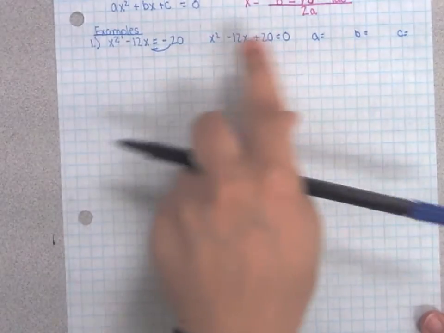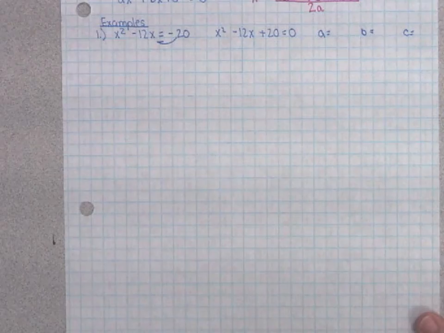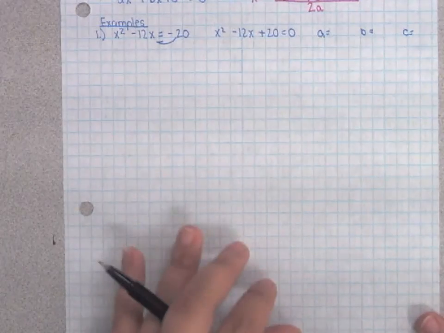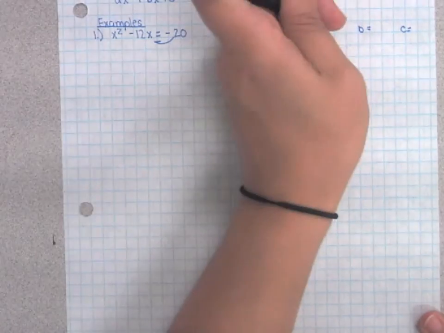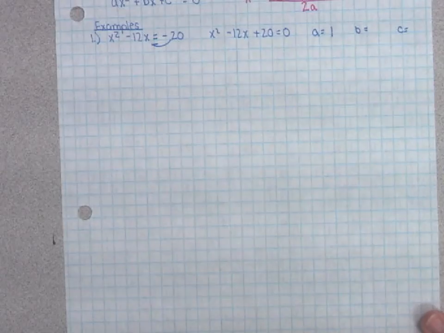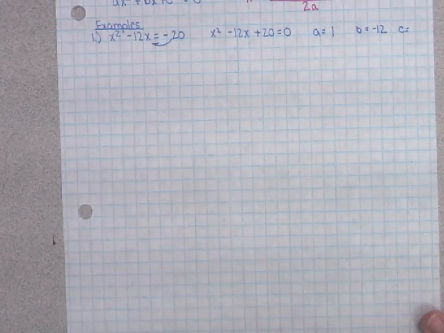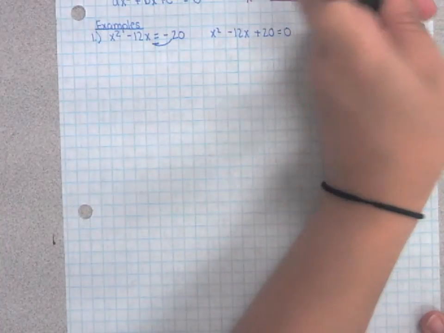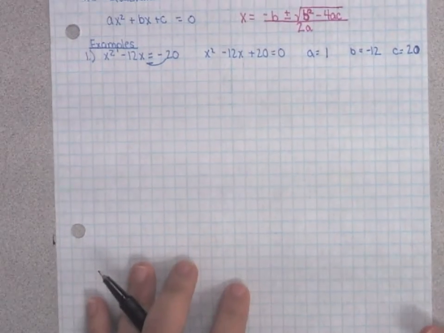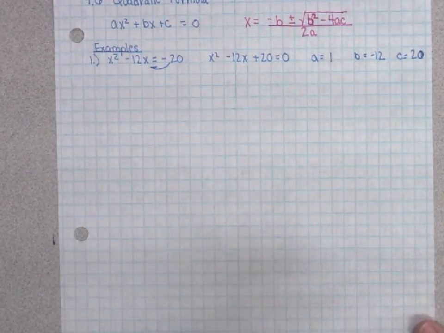So what's the value of A in this equation? What's the number in front of the x squared? Technically, 1. What's the number for B? Negative 12. What's the number for C? 20. Now that we have that, we literally do not need the equation anymore. Now we just need our quadratic formula, which is right above it. We are going to plug A, B, and C in where they belong.